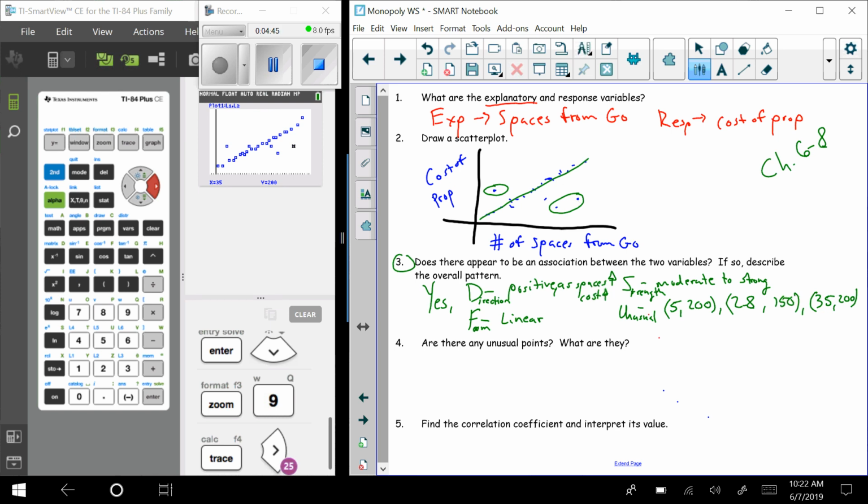Now these ones are kind of open to interpretation, but I think it's pretty clear that these 3 are weird. What that means is, according to how far away they are from go and their price, they don't align with the overall pattern. And that is example number 3.